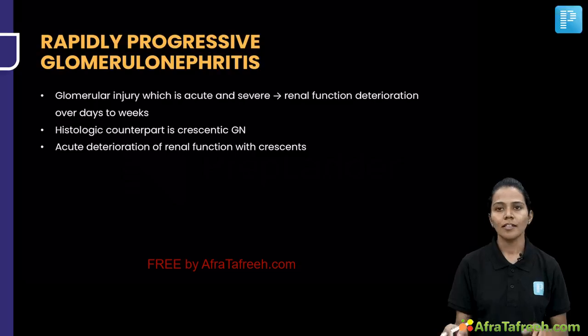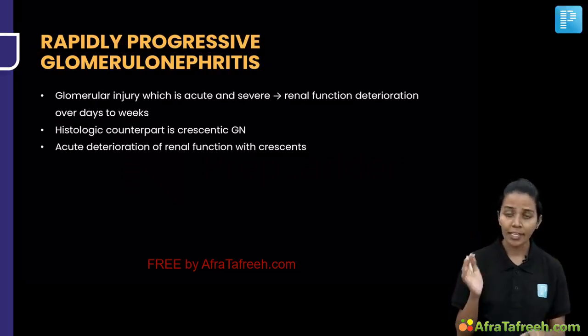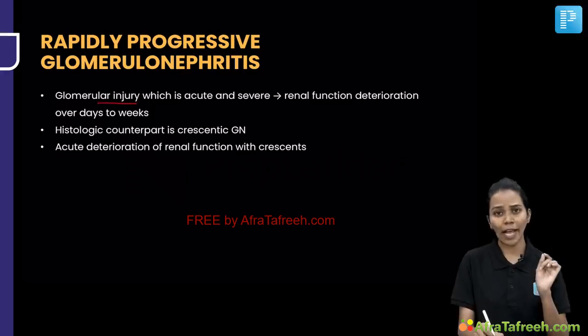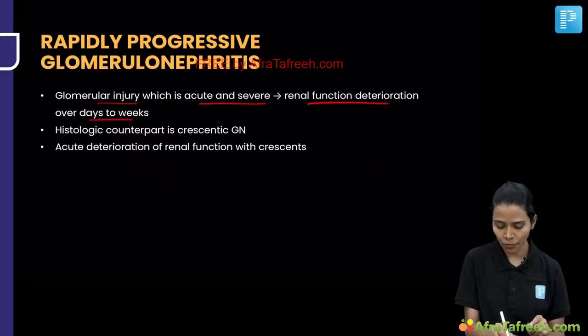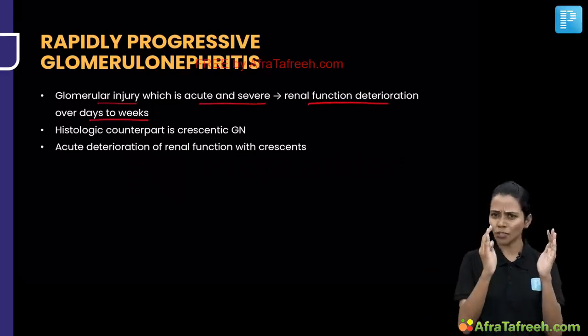Okay. Now, just a small glimpse of what is rapidly progressive glomerulonephritis. Rapidly progressive glomerulonephritis is when glomerular injury occurs, which is acute and severe. Okay. So that renal function deterioration happens over days to weeks. Now you might ask, how is it different from AKI? So AKI we know generally 7 days.